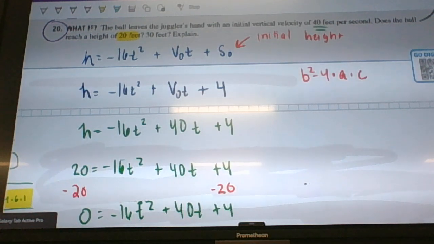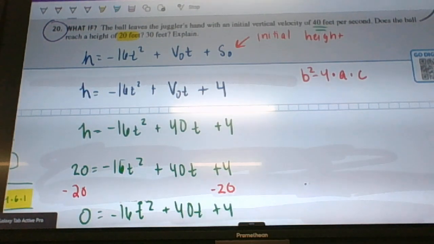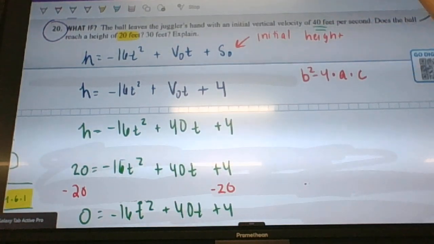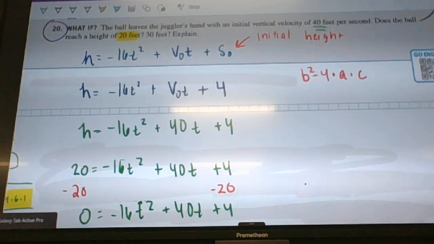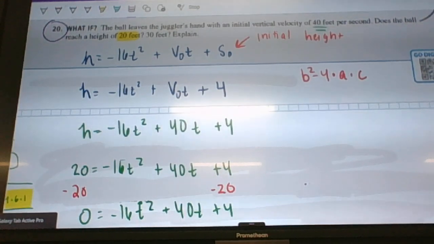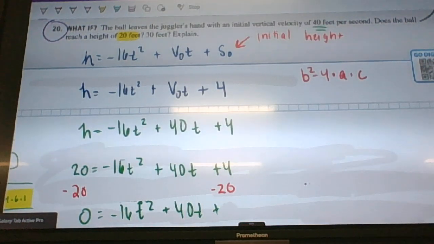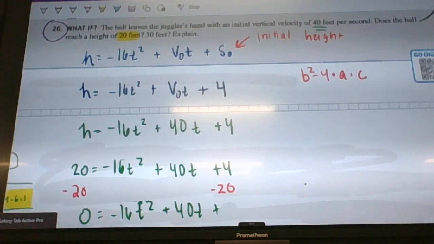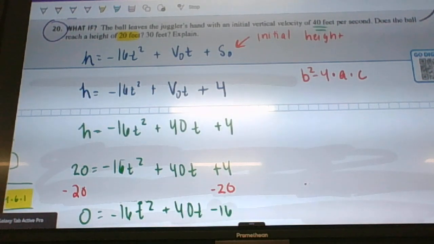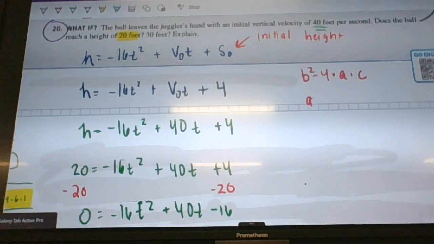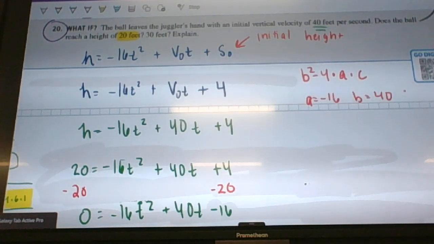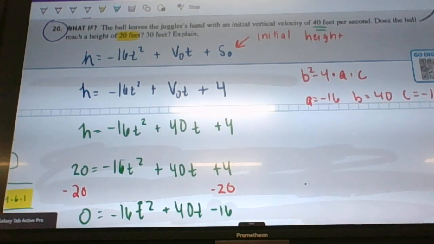I'm going to wait. Yeah, because it's talking about the juggler up here. Oh, you're saying I didn't ever subtract 20? My bad. Thank you, please. So let me label it for you. So in this case, A is negative 16, B is 40, and C is also negative 16.